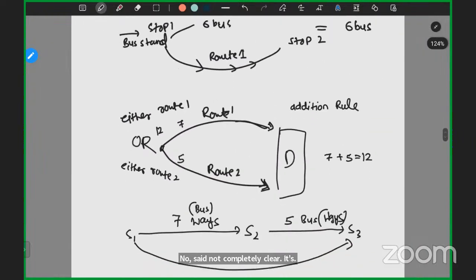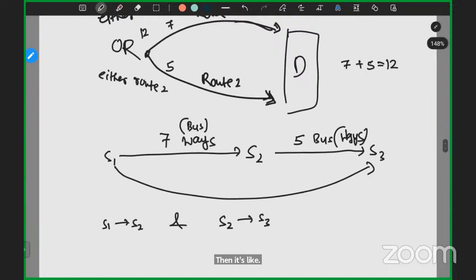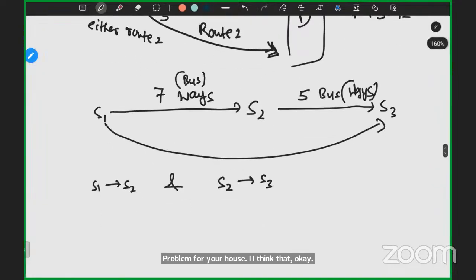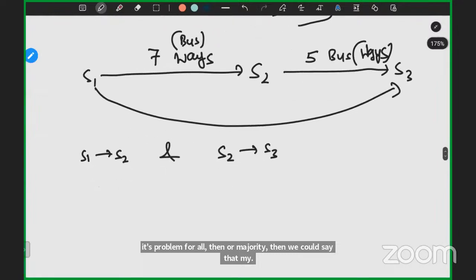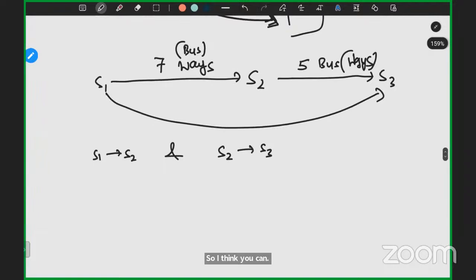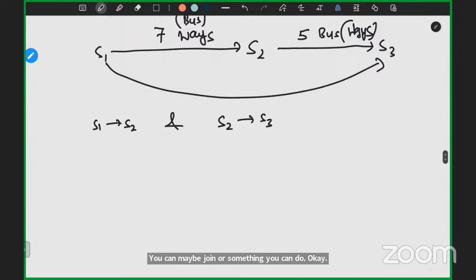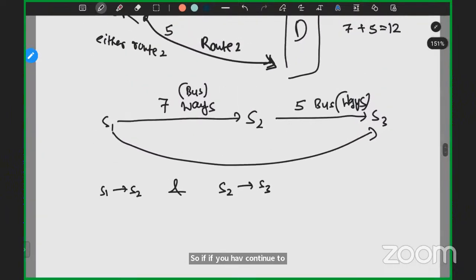I think, from my side, if it's clear for a few and not clear for a few, then it's a problem for your side. If it's a problem for all, or the majority, then I could say it's a problem for my side. So I think it's not a problem. You can maybe rejoin or something. Okay, I can hear you clearly, sir. Thanks. If you have a problem, continue, we'll let you know. Okay, we'll start.